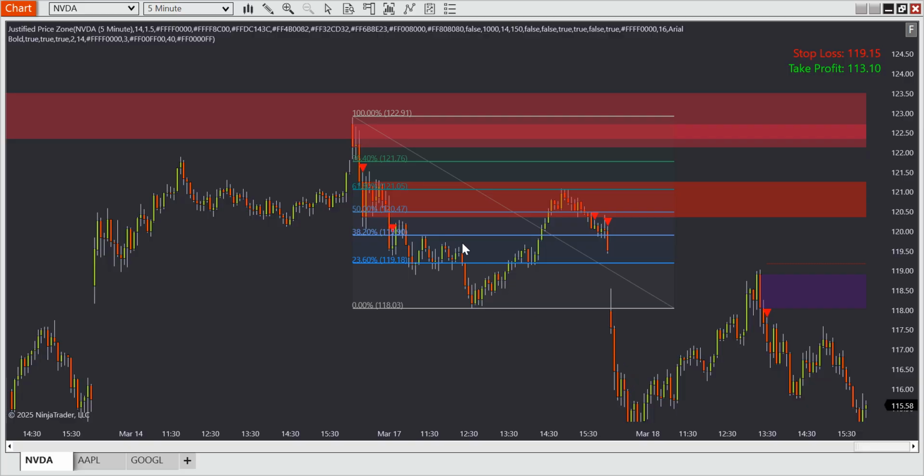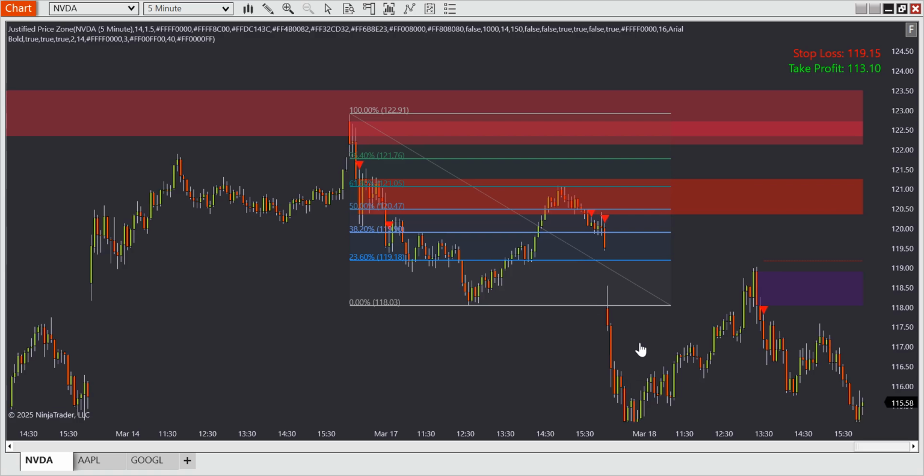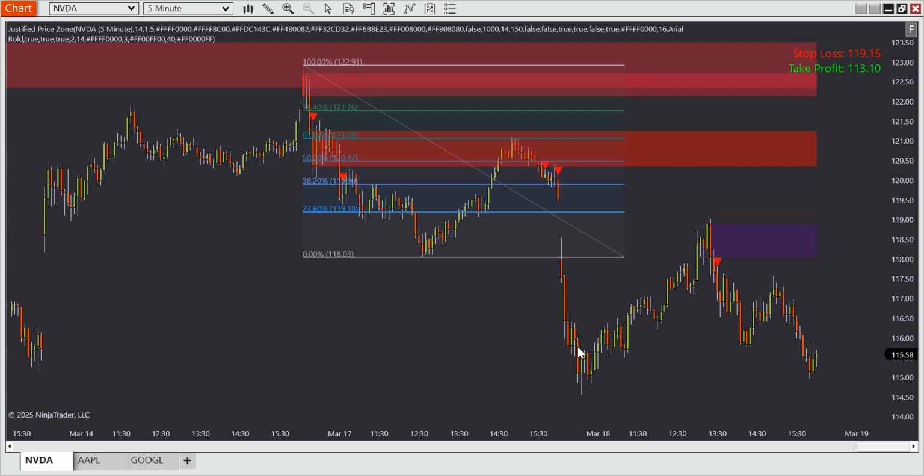And so that is just one very simple confluence you can use with fibs, finding, in this example, in the premium side of the current range price is in, a bearish zone for it to push off of. And we just see that play out beautifully with this right here.